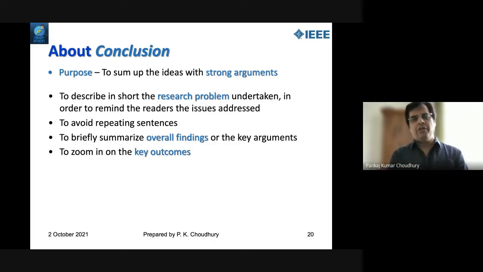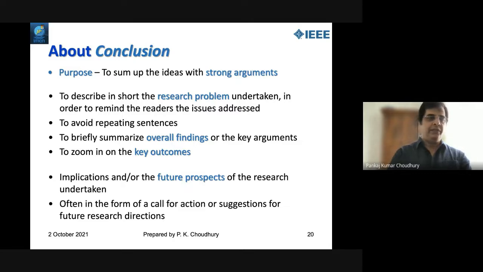To describe in short the research problem undertaken in order to remind the readers of the issues addressed, because certainly you have described this in the introductory part. Nevertheless, you make a very short form of that and present the same in the conclusion, but don't keep repeating sentences. You frame the sentences by yourself and briefly summarize the overall findings or the key arguments. You zoom in on the key outcomes.